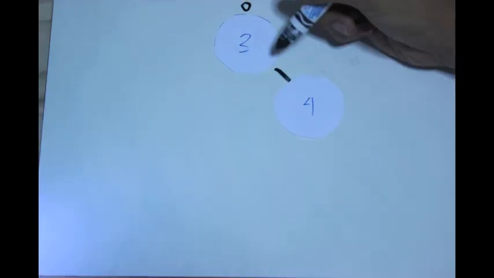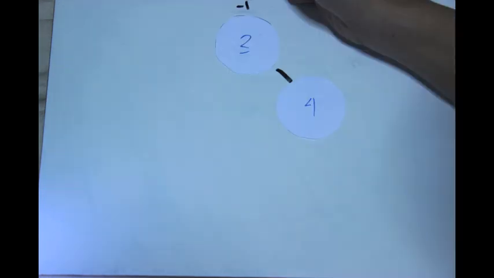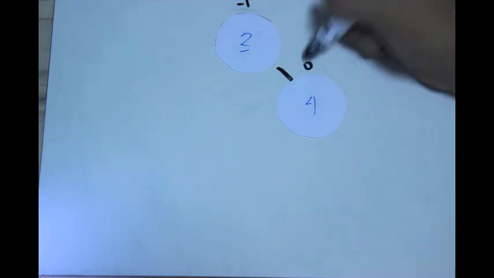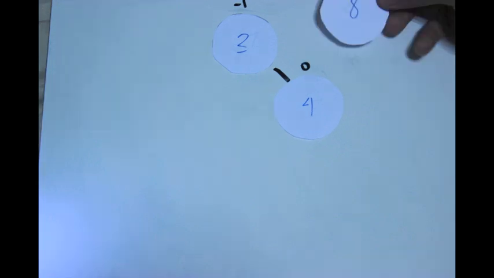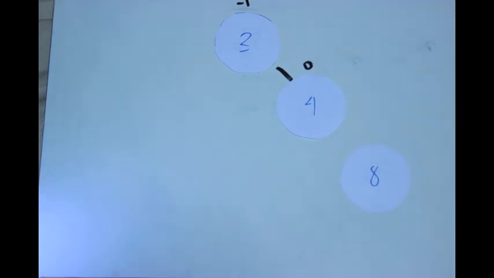Again, let's check the balance factor of each node. Since the height of the right subtree of node 3 is greater than its left subtree, its balance factor is equal to negative 1, and 4's balance factor is just equal to 0. Now insert 8. Since 8 is greater than 3, move down the right subtree. Since 8 is greater than 4, move down again the right subtree.